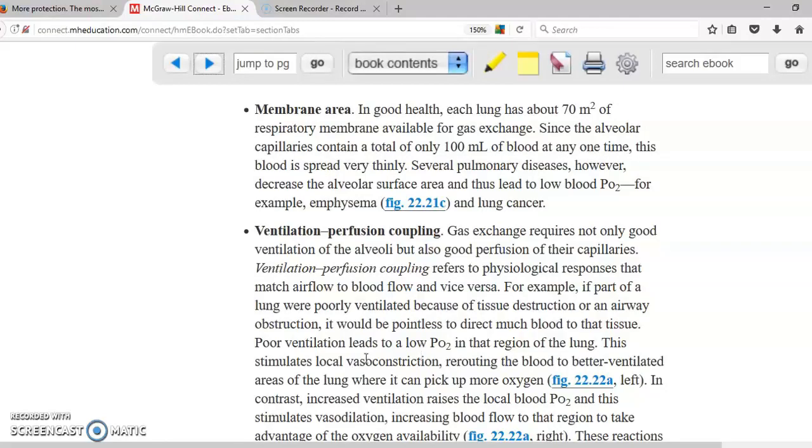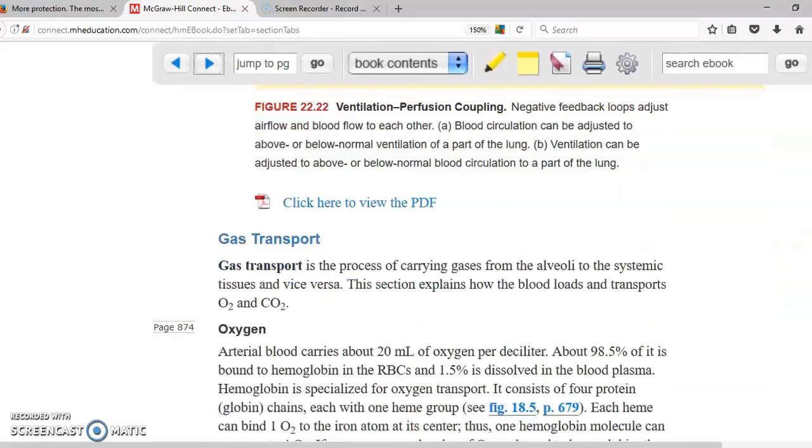Because of that, there's going to be a rearrangement in the blood flow to areas where you have a good amount of oxygen at the level of the alveoli. So there can be a good perfusion between the air in the alveoli and the air in the red blood cell. In other words, you will be able to perform the gas exchange. Let's keep scrolling down. Gas transport.